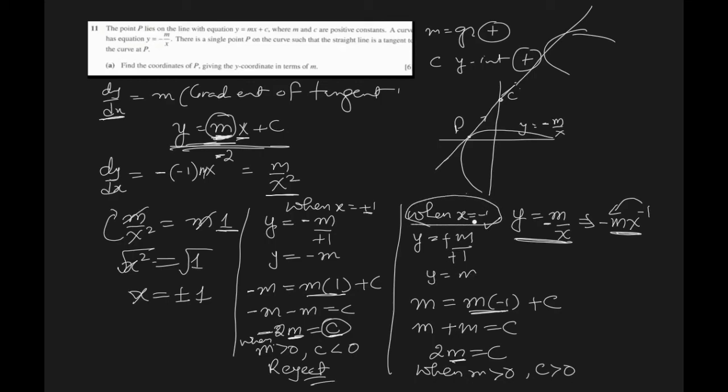This is the x coordinate of p. So let's write it here, negative 1. But what was the question? Find the coordinate of p giving your y coordinate in terms of m. So we have to find y coordinate. So we can use either this equation or this equation. Since this has c extra, we don't know the value of c. Let's use the equation of the curve. So it will be y, we already know it, y equal to m. So m is the y coordinate. We already found it here.